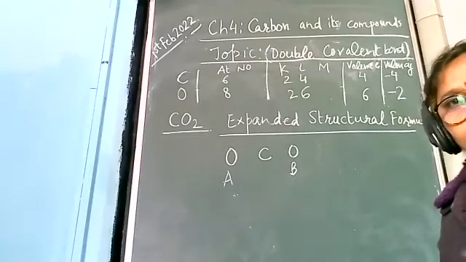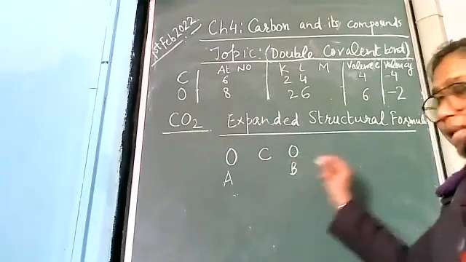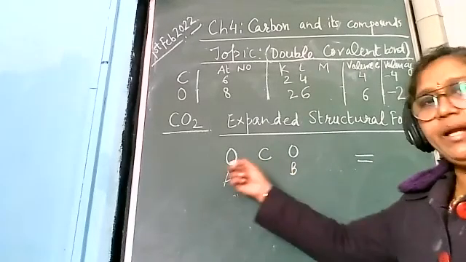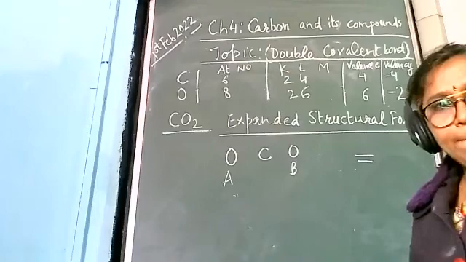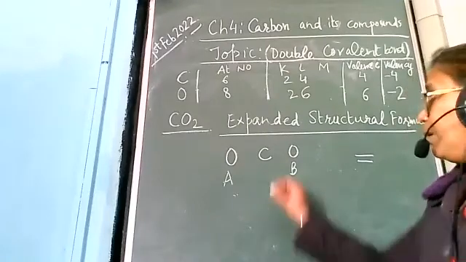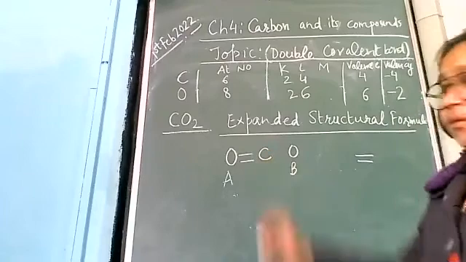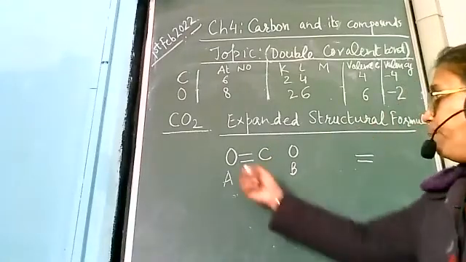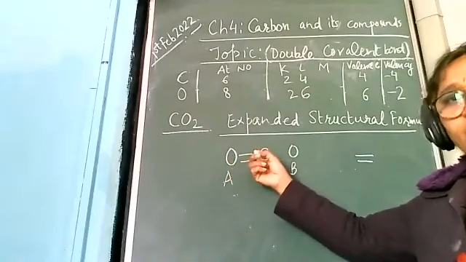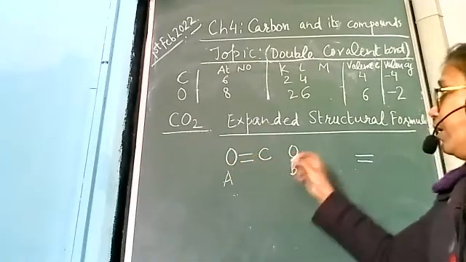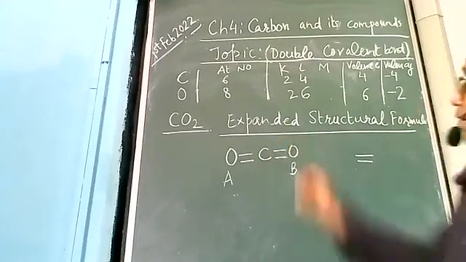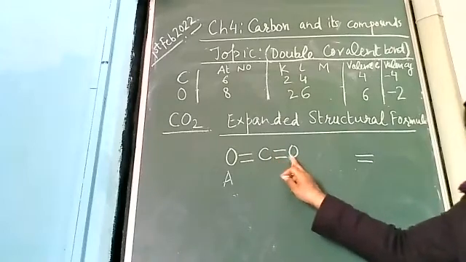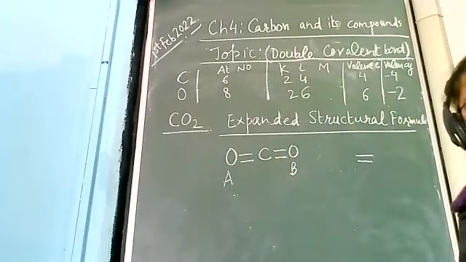Yes, ma'am. So how should I write the line formula? What should I write between carbon and oxygen? 2 lines or 1 line? Ma'am, two lines. Double, because it will form a double bond. They will share two pairs of electrons: 1 pair from oxygen and 1 pair from carbon. In the same way, with the B oxygen atom also, it will share 1 pair of electrons from carbon and 1 pair from oxygen. Agree, all of you?